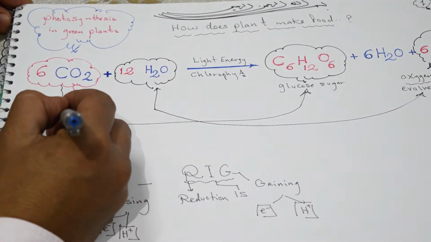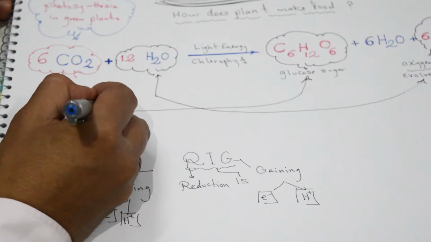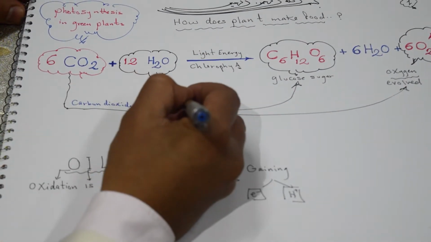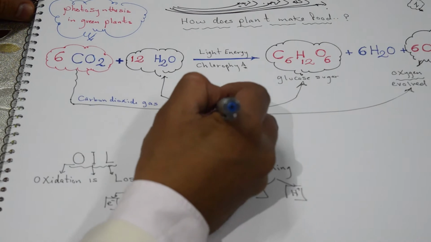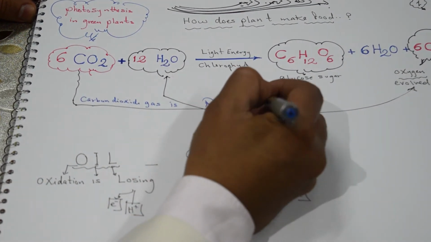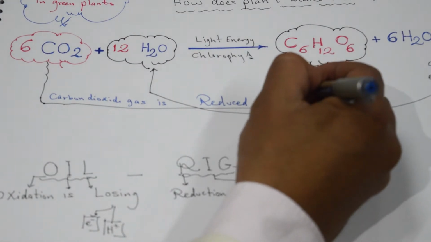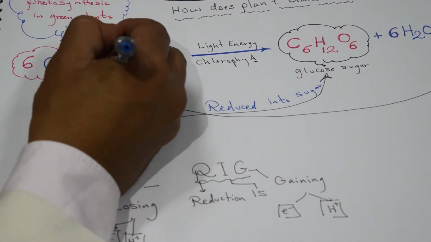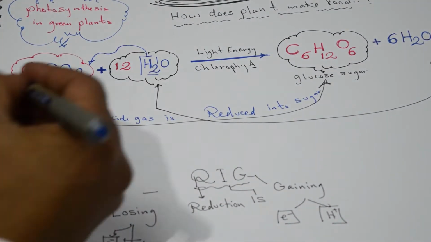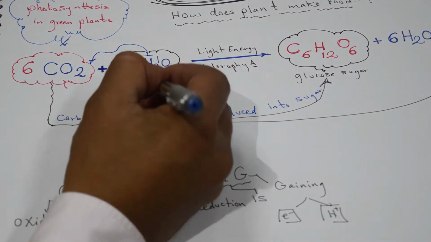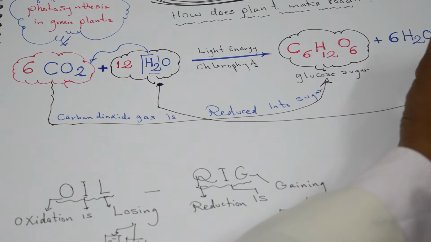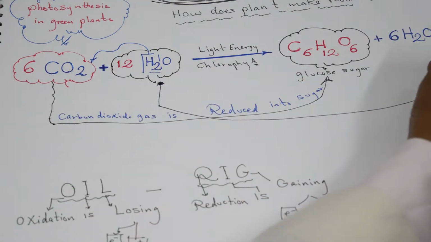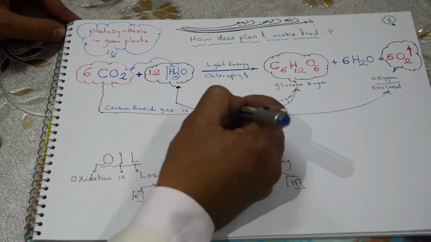Let's write it. Carbon dioxide gas is reduced into sugar by gaining hydrogen, which is found in water. At the same time, water changes into oxygen gas by losing hydrogen, so water is oxidized into oxygen. And we can write that in this way.